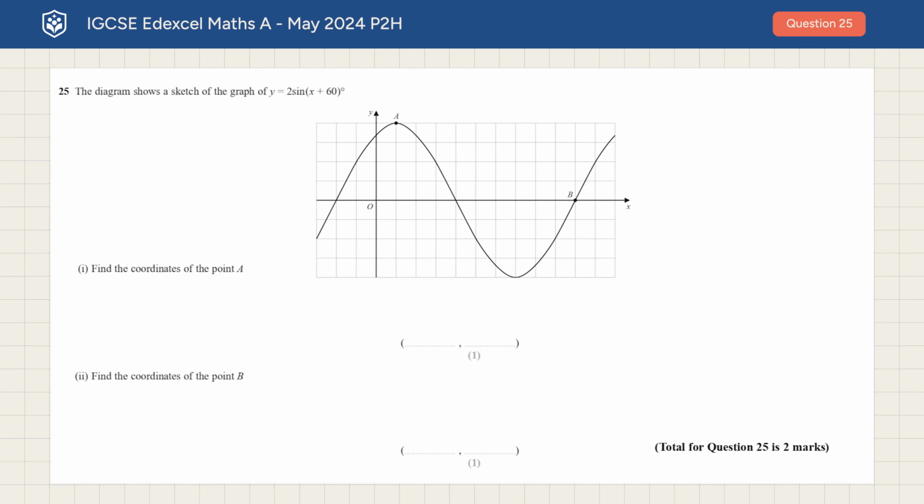Finally, question 25. We have a sketch of the graph y equals 2 sin(2x plus 60 degrees). Our task is to find the specific coordinates for points A and B.